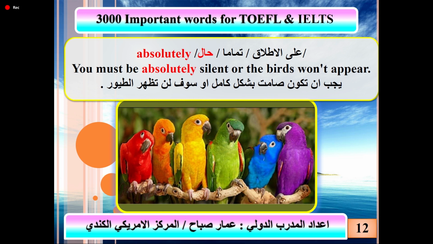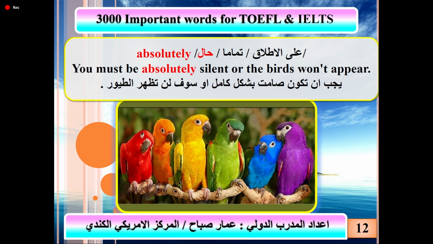انتهي بly. قلنا الحال وين يجي؟ At the beginning of the sentence, في بداية الجملة، أو في نهاية الجملة. نسميها حال. Adverb means حال. فيجي في بداية الجملة completely, أو absolutely بشكل كامل.